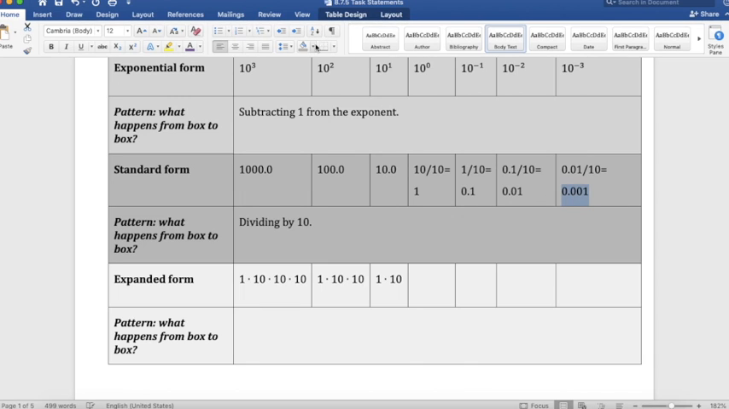I'm going to try to highlight the important stuff in purple. So then what's happening in the next box? Look at that next box, an expanded form. What is happening down here? What do you notice as changing?